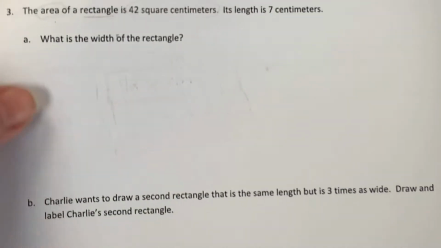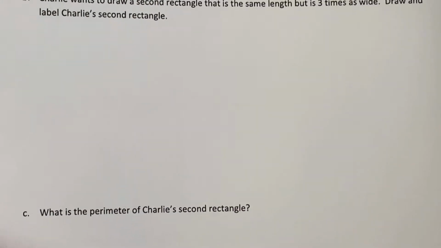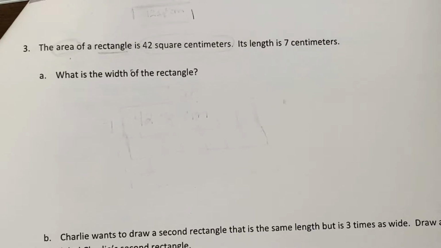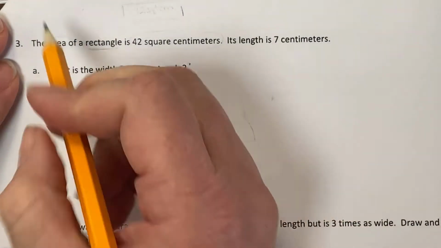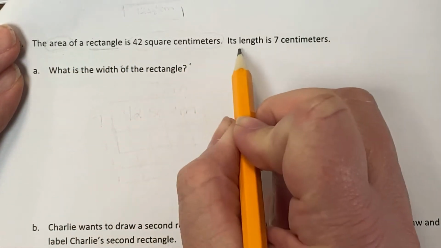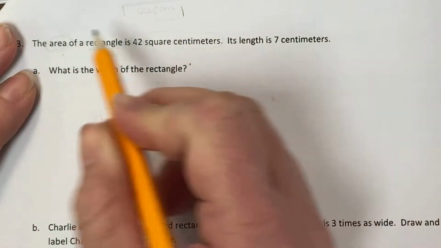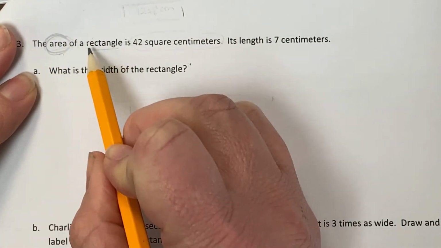Hey guys, so what we're going to do today is work with multiplication comparison word problems by applying the area and perimeter formulas, okay? So in this problem, the area of the rectangle is 42 square centimeters. Its length is 7 centimeters. So I know the area of the rectangle.